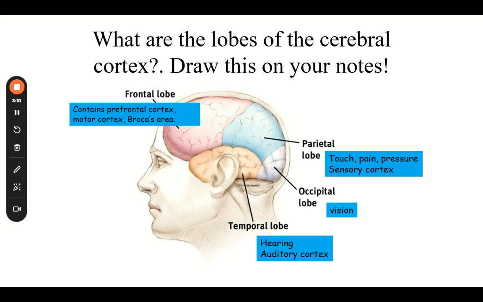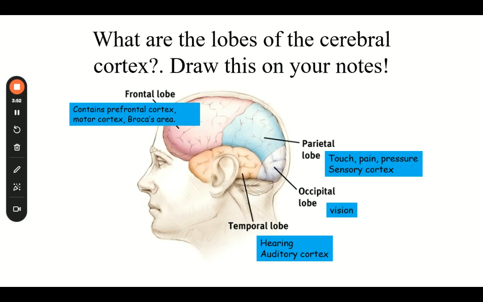Now, let's talk about your temporal lobe. Now, this is on both sides, okay? You have one around your left ear and your right ear. But this is where your auditory cortex is. So theoretically, if you were to get a tumor or a stroke that damaged your auditory cortex, then you might go deaf, or you might have some other hearing problems. Okay?